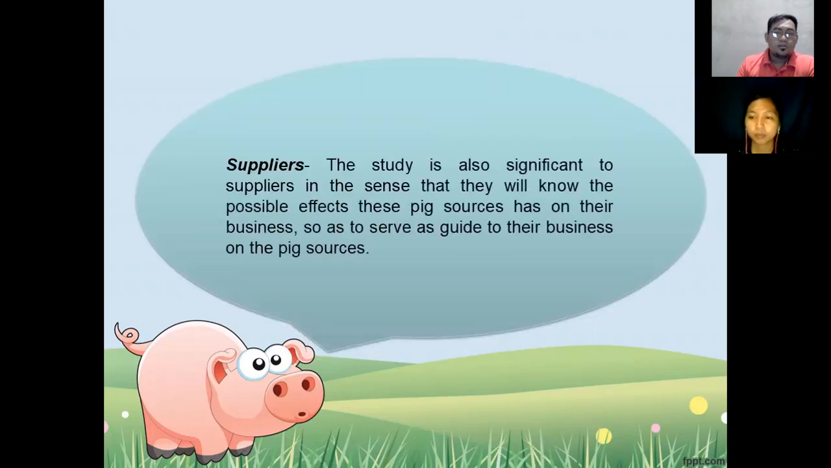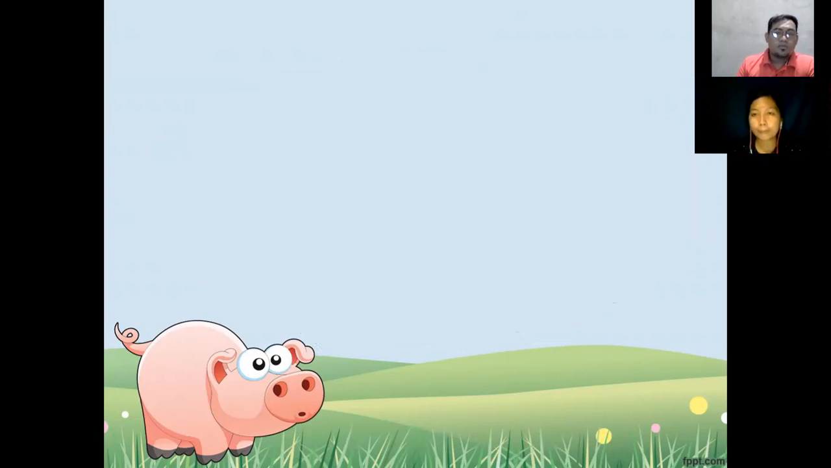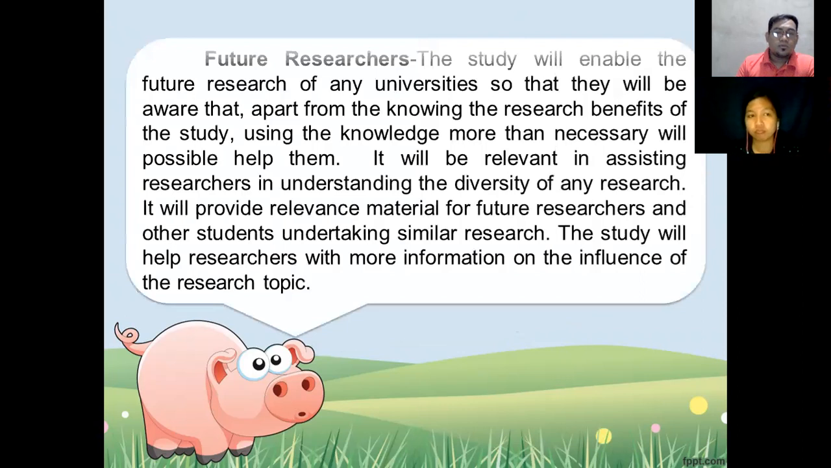Suppliers: the study is also significant to them in the sense that they will know the possible effects these pig sources have on their business, so as to serve as a guide to their business. Future researchers: the study will enable future researchers of any university to be aware of the benefits of the study. It will be relevant in assisting researchers in understanding the diversity of any research.